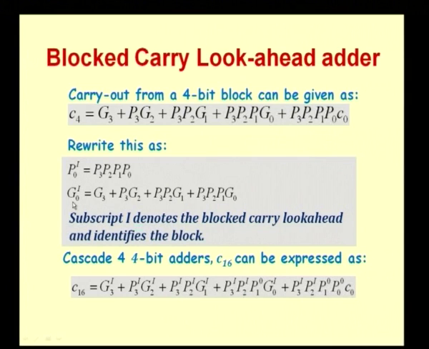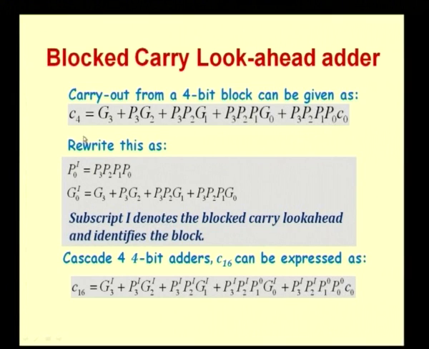And G0 of I, I will say, is the generate function coming out of this 4-bit block. So I will write it as G3 plus P3 G2 plus P3 P2 G1 plus P3 P2 P1 G0. That is, I am looking at this whole thing as my G0 of I, and this block becomes my P0 of I: P3 P2 P1 P0.